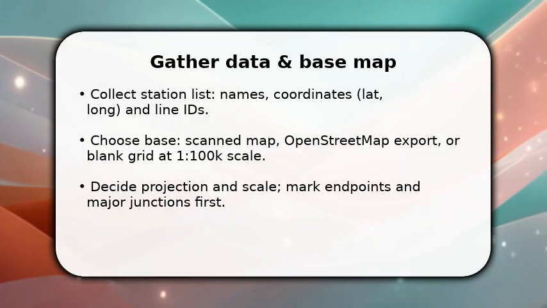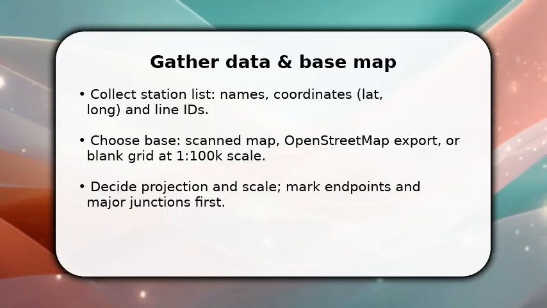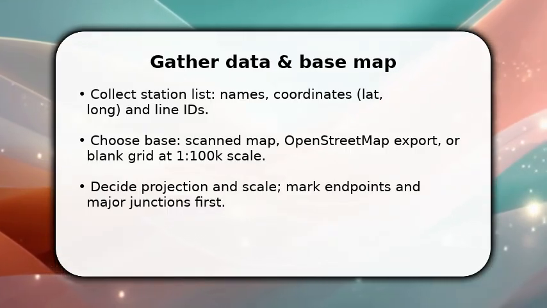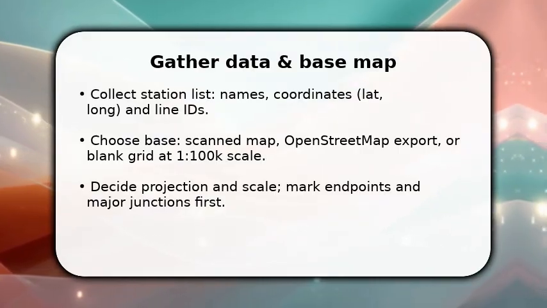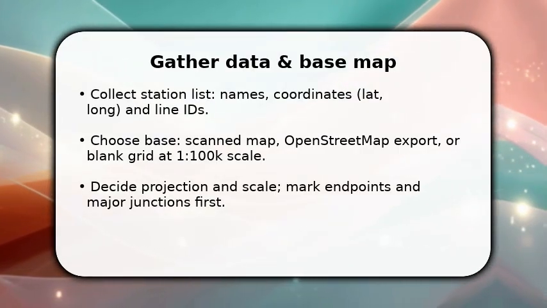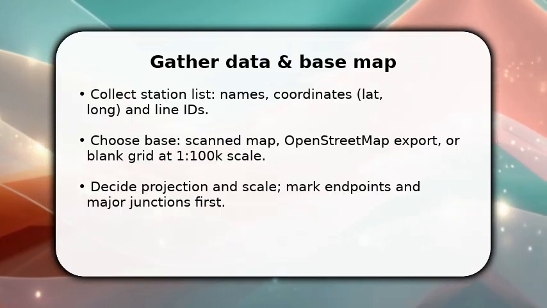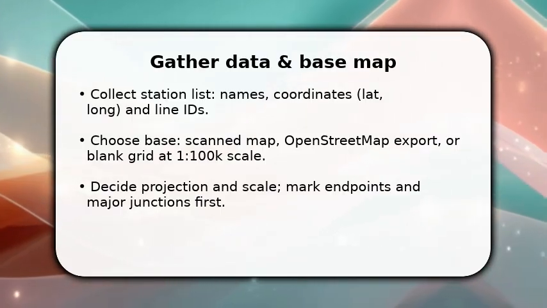You start by collecting core data: station names, lat/long, line ID, and service order. Once you have that, load or create a base map. OpenStreetMap export or a blank grid works. Make sure to pick a consistent projection and scale so distances stay proportional.